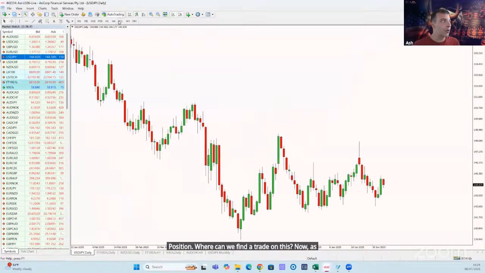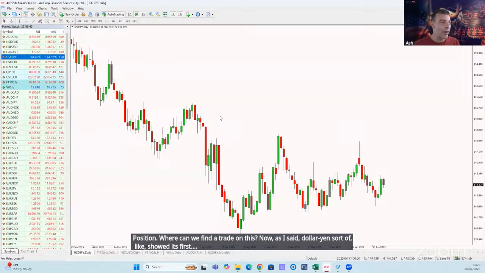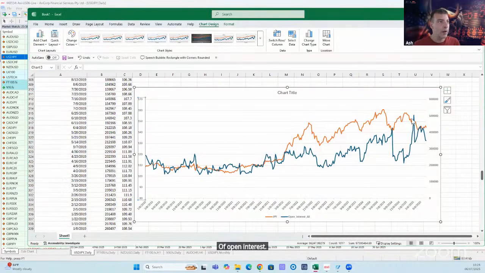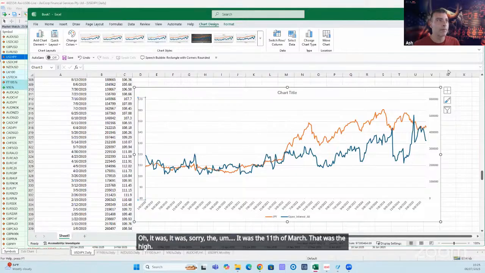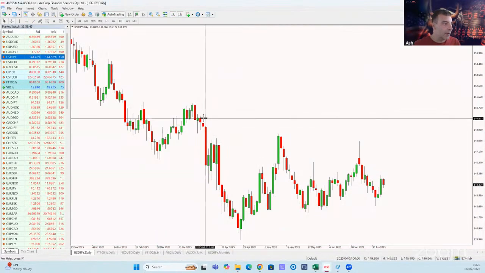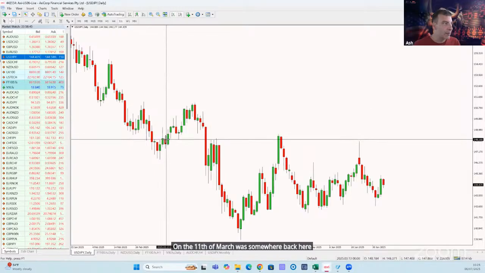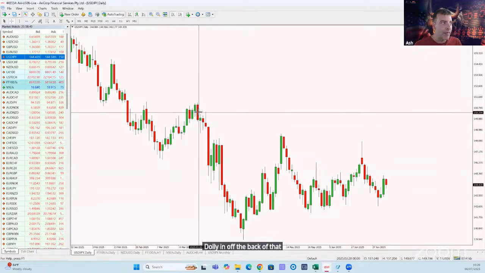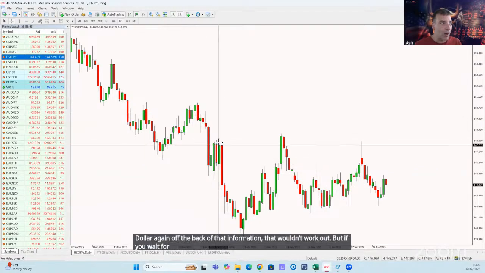Now, as I said, dollar yen showed its first signal around, well, not the high. If we look at the high here of open interest, it was the 11th of March. That was the high, and the 11th of March was somewhere back here. So we're a little bit below. But look what would have happened if you decided to sell dollar yen off the back of that information: that wouldn't work out. But if you wait for the lower high, then you've got a trade.